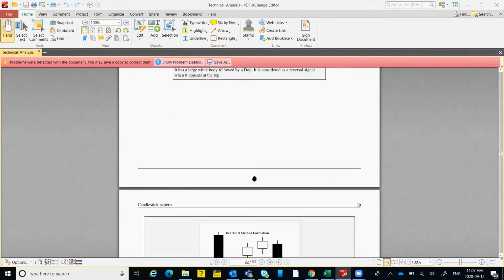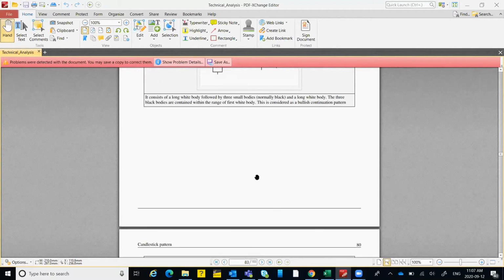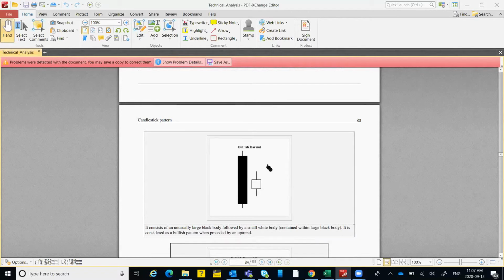So if we go to the other side, then the bullish pattern, the bullish Harami candle, is like a large black body, and then we get a small white body which will be within the range of the black body. Opening and closing are within the opening and closing of this black body. So this is considered a bullish pattern.